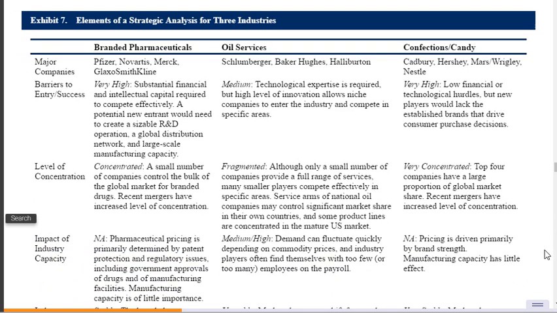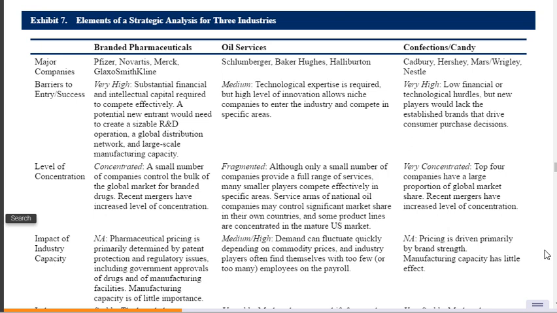So first of all, there's a listing of the major companies: branded pharmaceuticals, Pfizer, Novartis, Merck; oil services, Schlumberger, Baker Hughes, Halliburton; and confections or candy, Cadbury, Hershey, Mars, Wrigley, Nestle. So it just goes through the different components here.